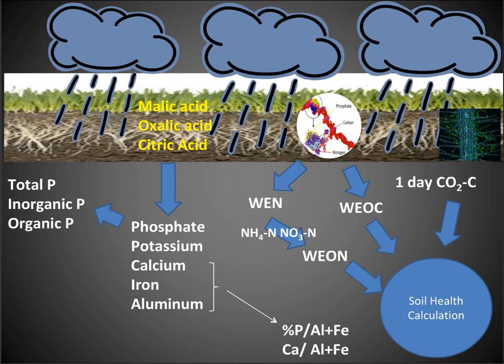We look at the percent phosphate divided by iron, aluminum, calcium that I went over. We look at water extractable nitrogen, water extractable organic carbon, ammonium and nitrate, from which we can calculate water extractable organic nitrogen. And all those things on the right go into the soil health calculation, which I'll show in a minute. But that's kind of a visual representation of what we're trying to do.